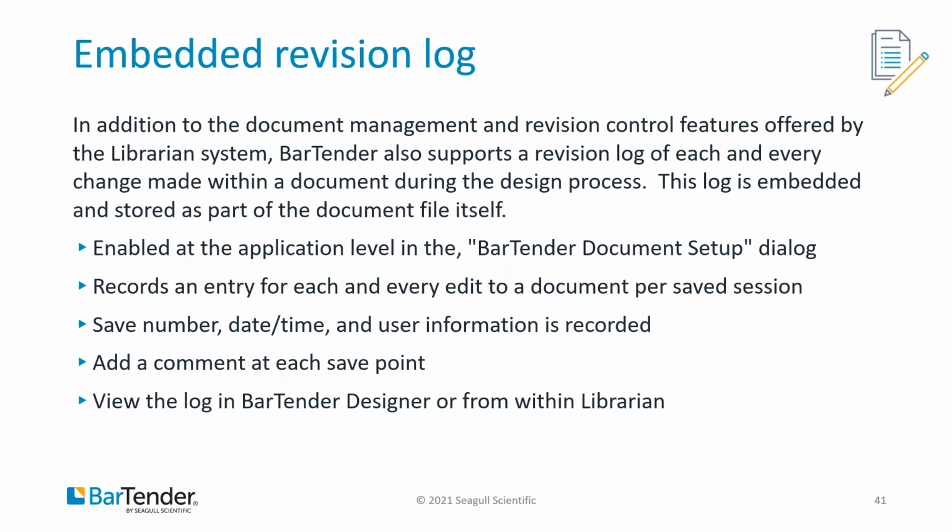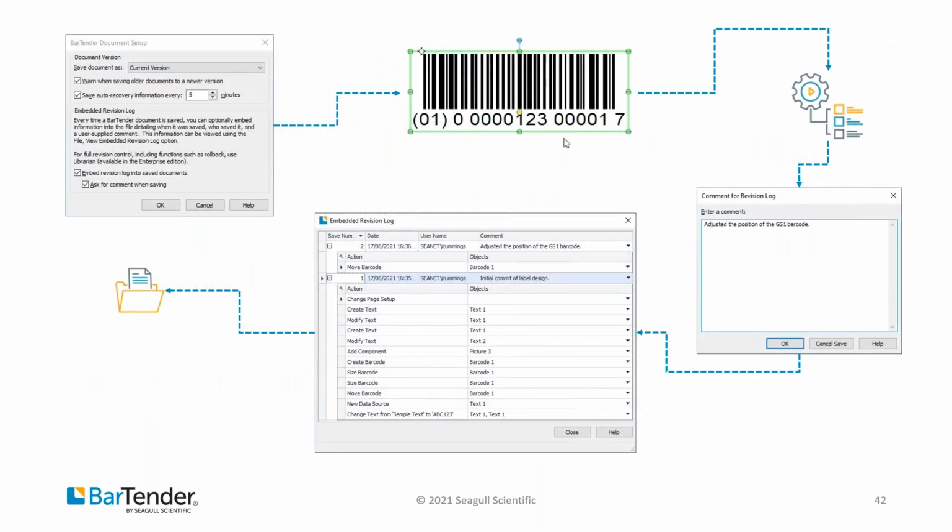The embedded revision log is supported by lower editions of BarTender. You don't need to have the enterprise edition for the embedded revision log. So it gives you a poor man's version of document management to a certain degree. It does not give you revision control though. We'll take a look at that a bit later.